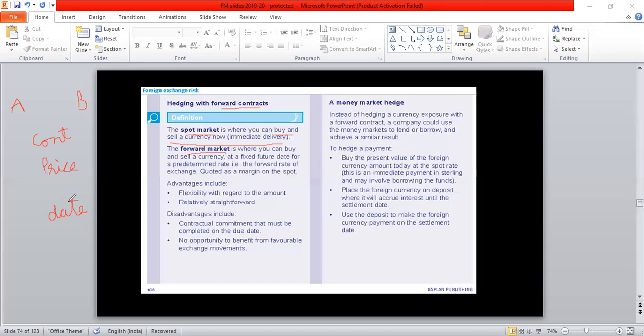Then a money market hedge. Another way of hedging is by way of a money market hedge.